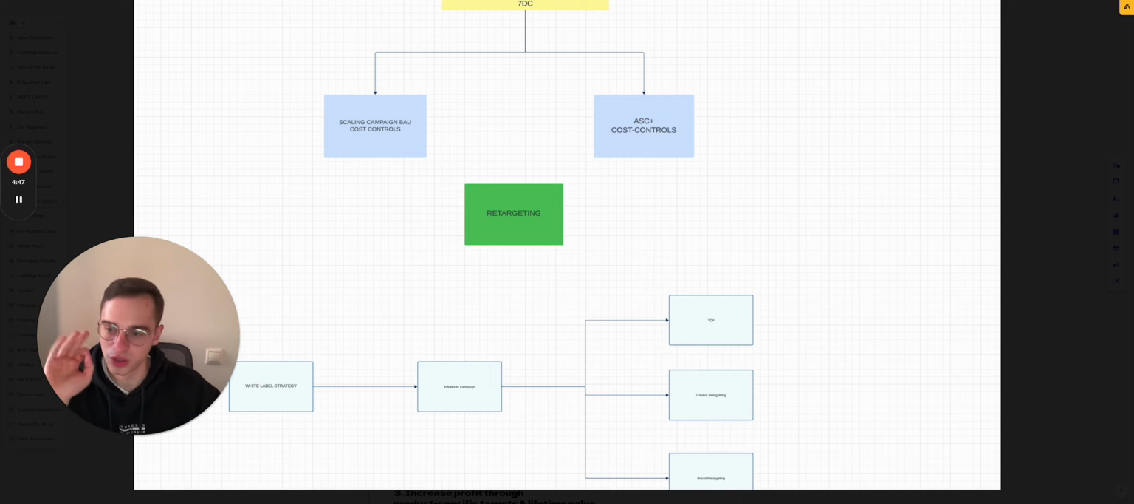And before actually going into the structure, here's very important stuff. Make sure everything is on a click-based attribution, so it's actually the most incremental. That means 7-day click or 1-day click. It really depends on your consideration period for your product.